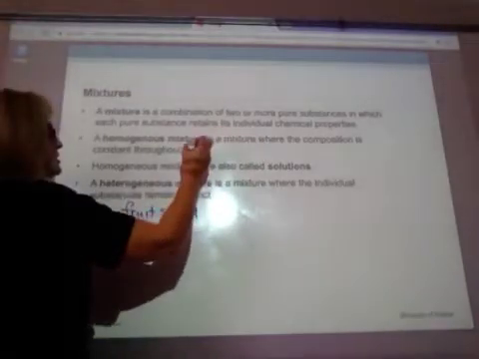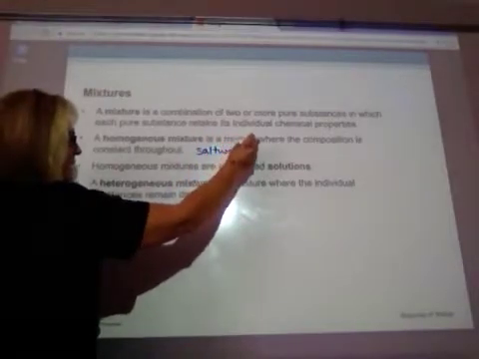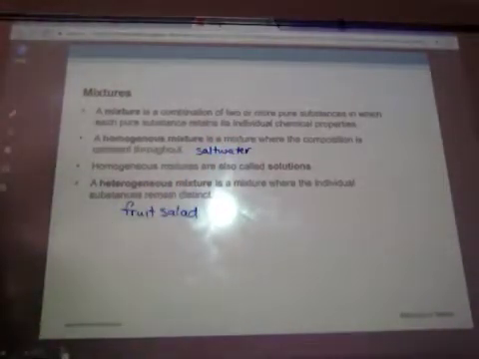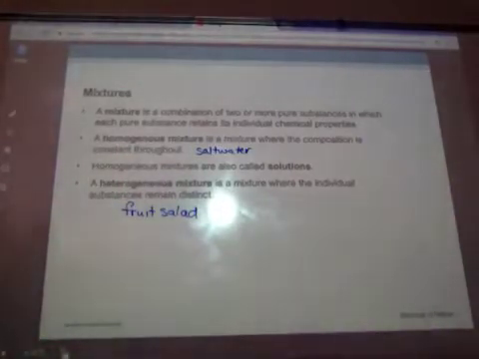Here the composition, so salt water. Looking at it, I don't see the salt. I see the clear substance. Looking at my Diet Coke, I don't see the caffeine. I don't see the white. It just looks like a brown mixture. So it's spread evenly. So homo, same, hetero, different.